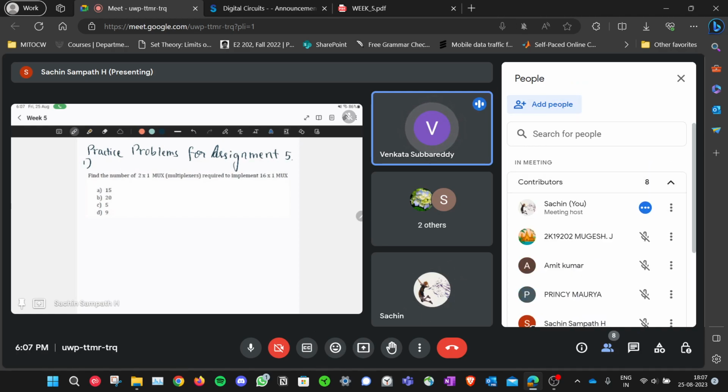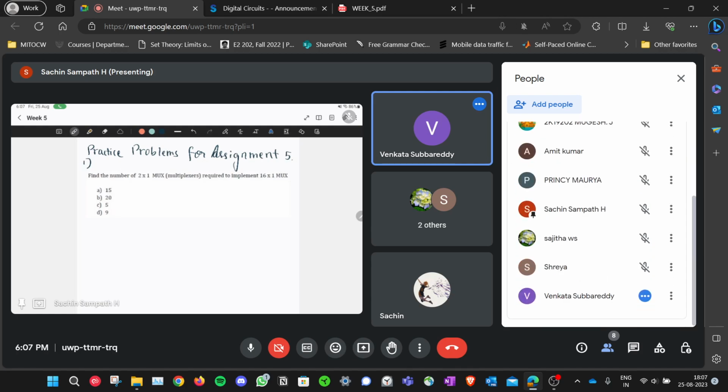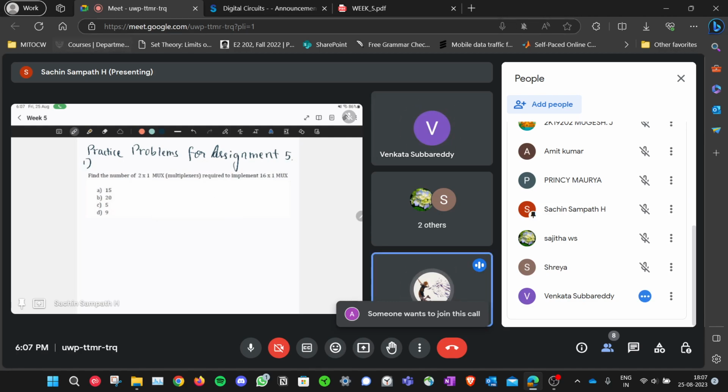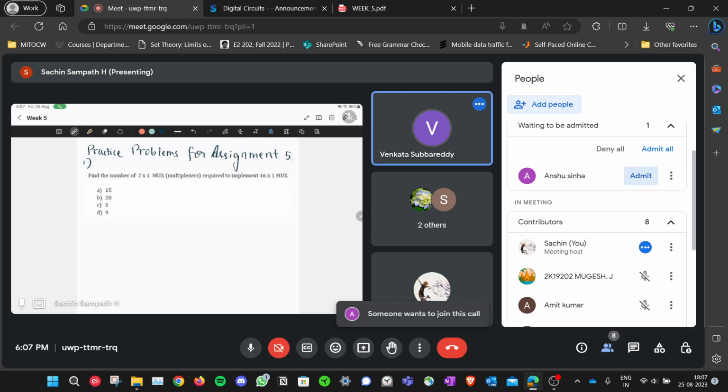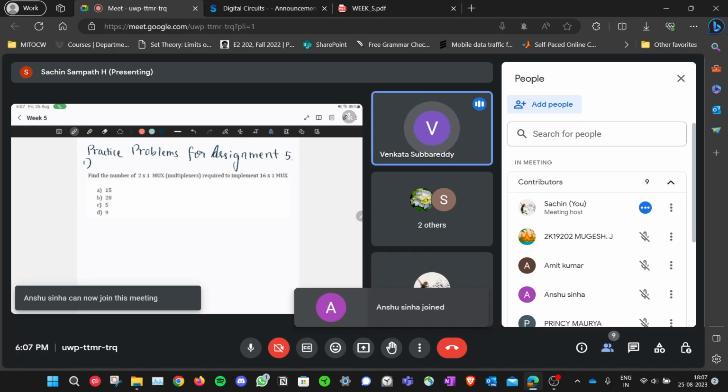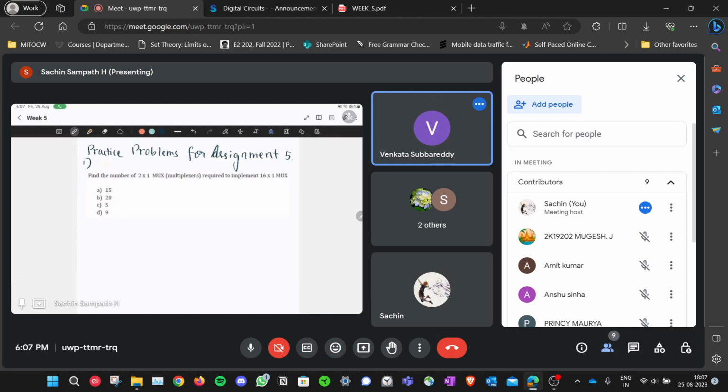That is only for one full adder. If you use 4 full adders, you have 12 inputs, right? And you have 4 outputs.